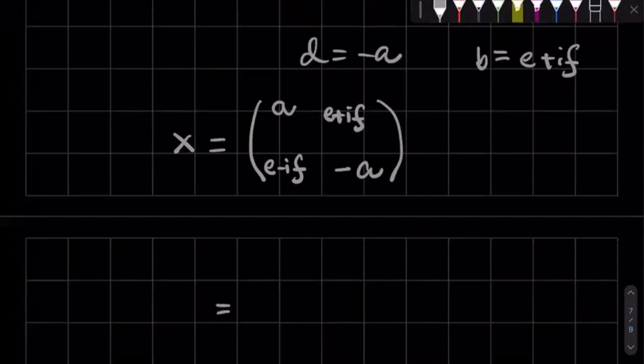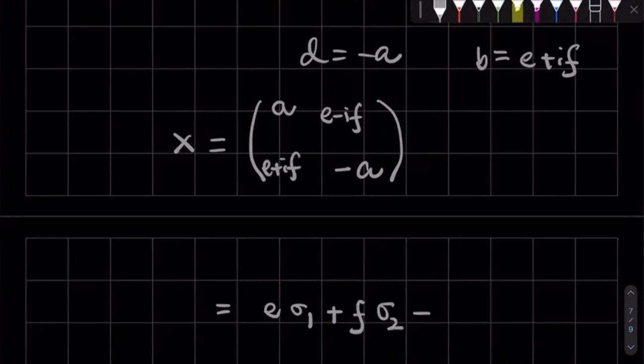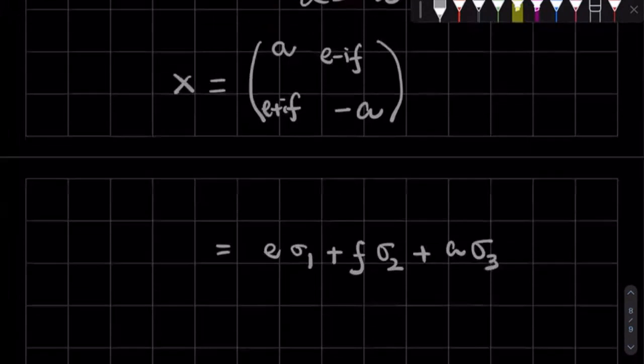And this we can write as E sigma 1. Let's call this E minus iF and this E plus iF. Then this is E sigma 1, F sigma 2 plus A sigma 3. Okay. Does that answer your question, Rahul? Yes, sir. Okay.